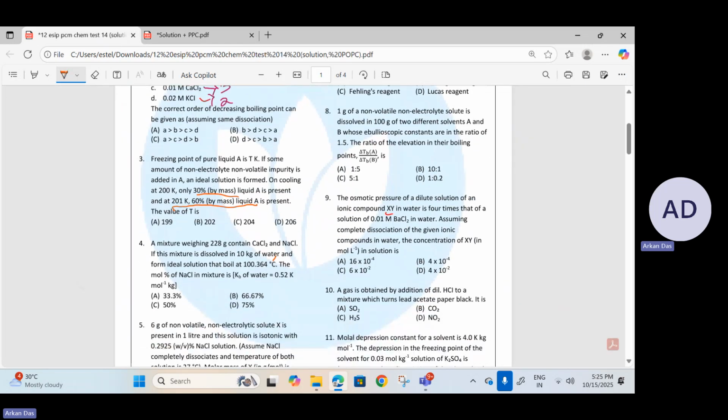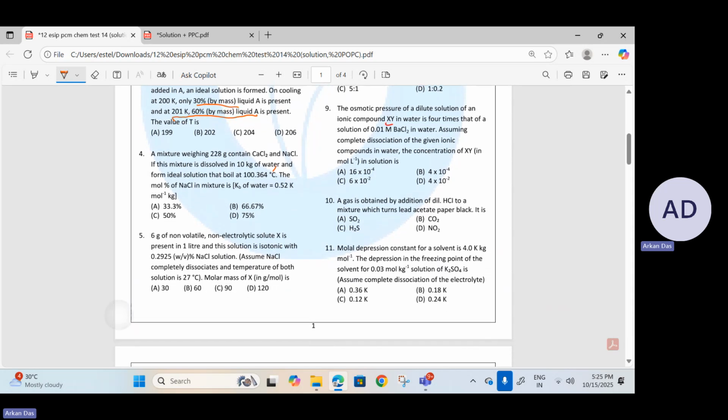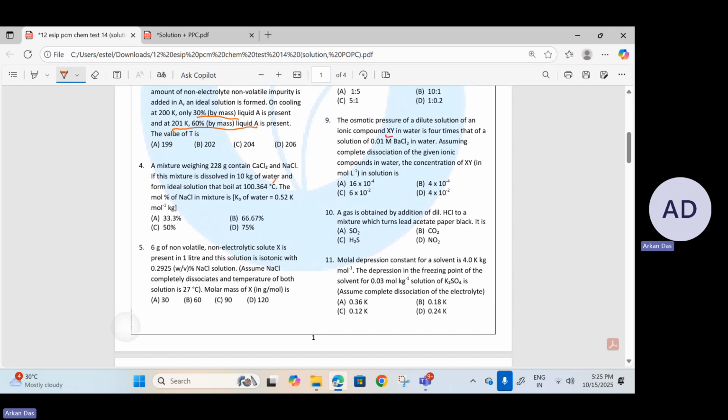The next question is asking: a mixture weighing 228 gram contains CaCl2 and NaCl. If this mixture is dissolved in 10 kg of water and forms an ideal solution that boils at 100.364 degrees C, the mole percentage of NaCl in the mixture will be? So they're asking for the mole percentage. Again, if you see the answers, their values are very different: 33.3, 66.67, 50% and 75%. So I suggest you can take approximation, and after approximation, if you find the value is nearby, you can easily conclude that is the answer.